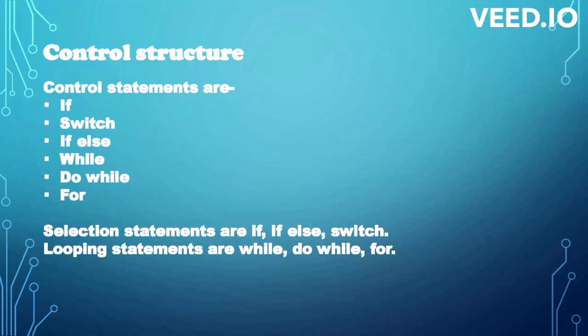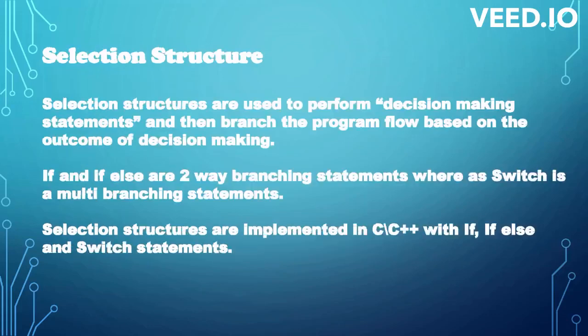Selection statements are if, if else, and switch, whereas looping statements are while, do while, and for. Selection statements are used to perform decision making. For example, if you have two chocolates, Dairy Milk and Five Star, you have to choose any one chocolate, so you are making a decision between which you are going to choose. That is called a decision making statement. If and if else are two-way branching statements, whereas switch is a multi-branching statement.